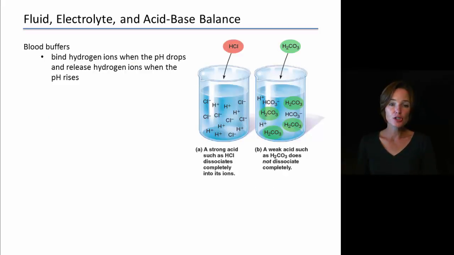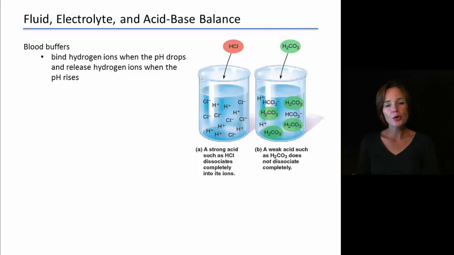The blood buffers do play an important role in regulating pH. These will bind hydrogen ions when the pH drops, and then when the pH goes up, they're going to release hydrogen ions. So pH is really all about hydrogen ions and the concentration of the hydrogen ions that happen to be present there in the blood in this case.